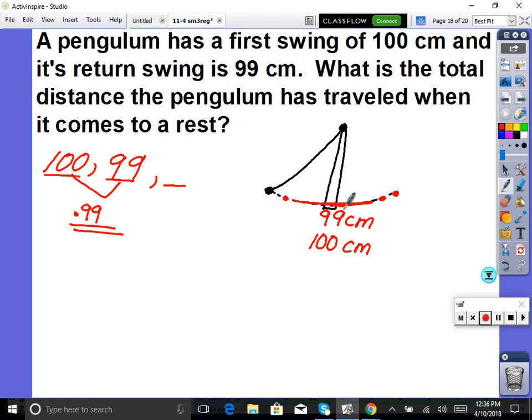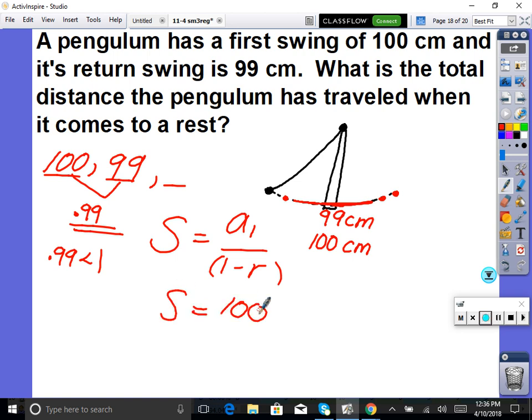So it asks for the total distance it's traveled. So we're finding the sum of a geometric, and it's infinite. So we would use the formula a sub 1 over 1 minus r. Isn't my r 0.99? 0.99 is less than 1, so we can find the sum.